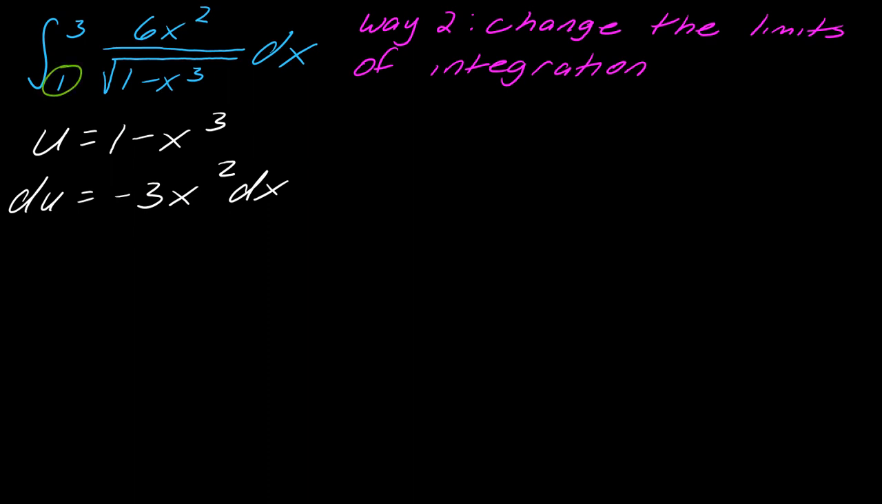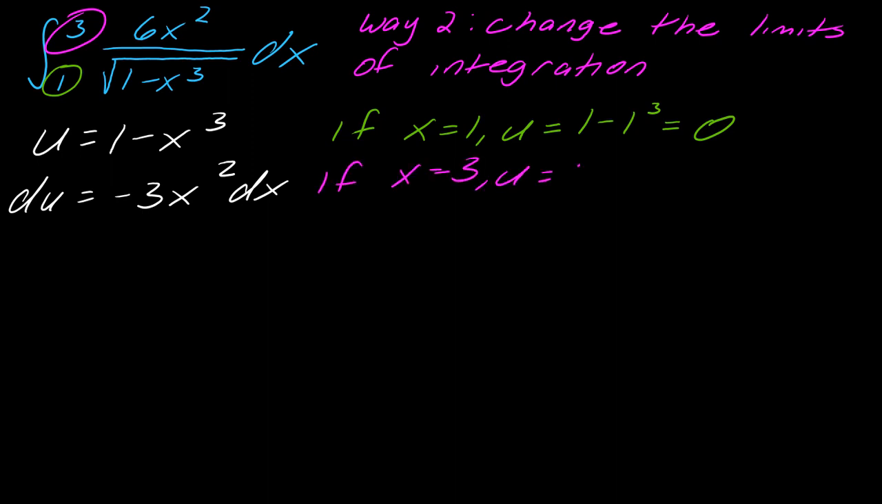So starting here with 1. If x equals 1, then u equals, and what you're going to do is reference this formula here. Whatever you set your u equal to, this is how you're going to change your limits of integration. So this becomes 1 minus 1 cubed. Notice I just plugged the 1 in for the x, so this would be 0. Then for this one, if x equals 3, u equals 1 minus 3 cubed, so this will be -26. So now when I change the problem up and I'm putting in all my u's, I'm actually going to also change my limits of integration.